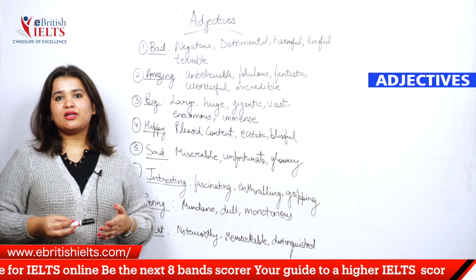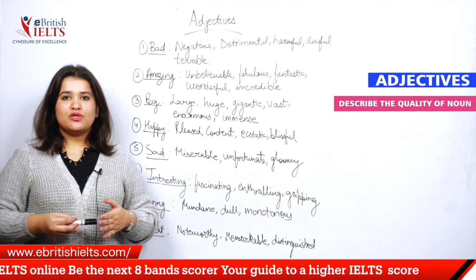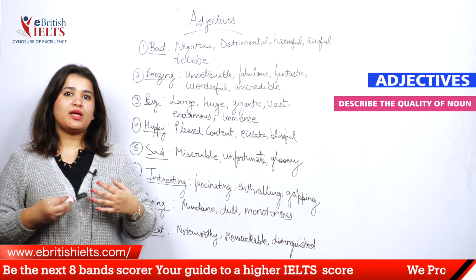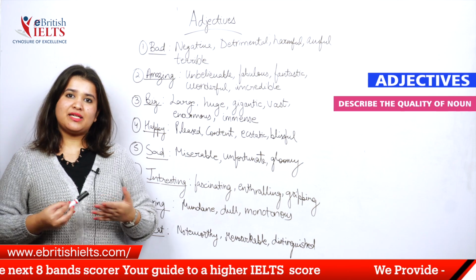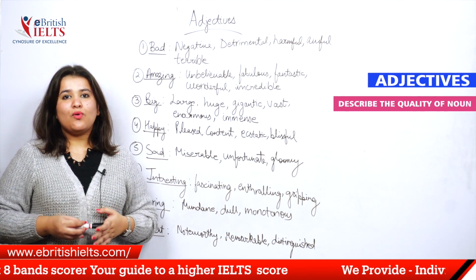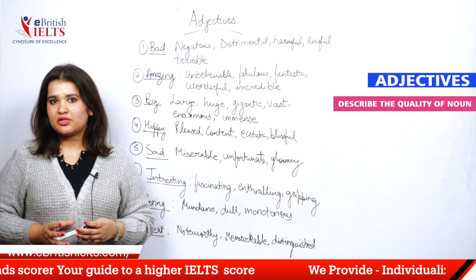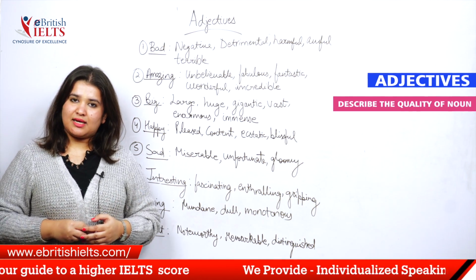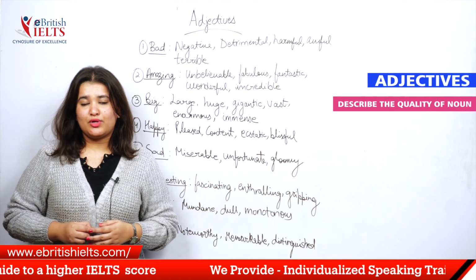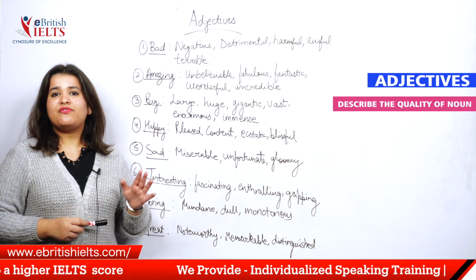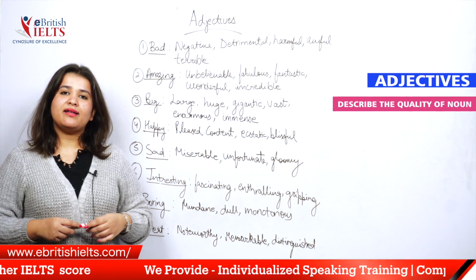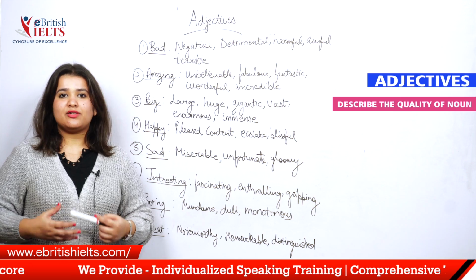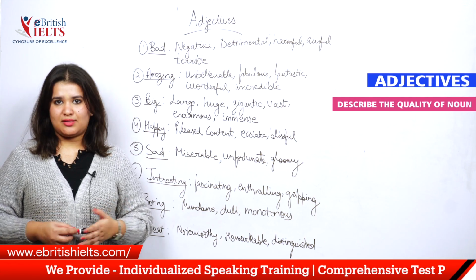So what are adjectives? Adjectives basically describe the quality of a noun. So these are describing words. They also help you express your emotions in a better way, in a more detailed way, and also it covers the lexical resources criteria of the marking scheme of both your writing task and your speaking module. So here we are going to look at some very basic adjectives, and we are going to try to learn some synonyms for that so that you can make a better impression on the examiner by using these words.